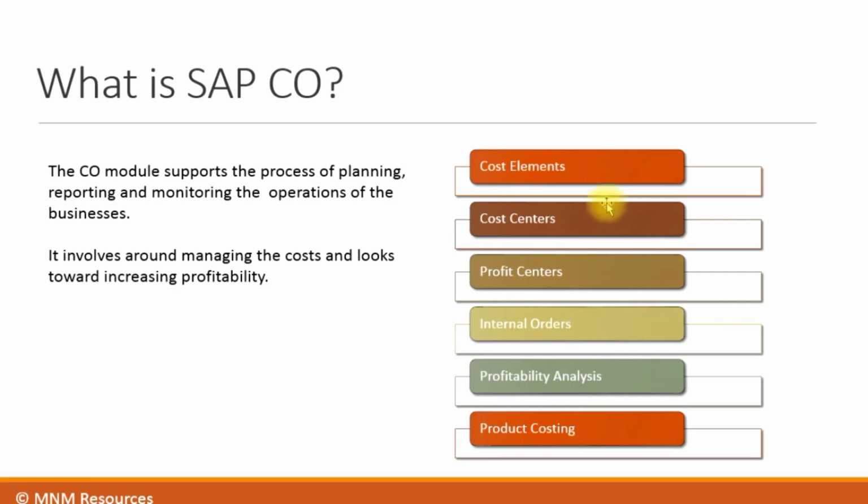So the subcomponents of the CO module revolve around cost elements. Cost elements is actually a mirroring of the GL accounts, but specifically for revenue and expense accounts. So CO module is more towards the P&L statement or the income statement of an organization. So that's why the revenue and expense accounts are usually mapped as cost elements.